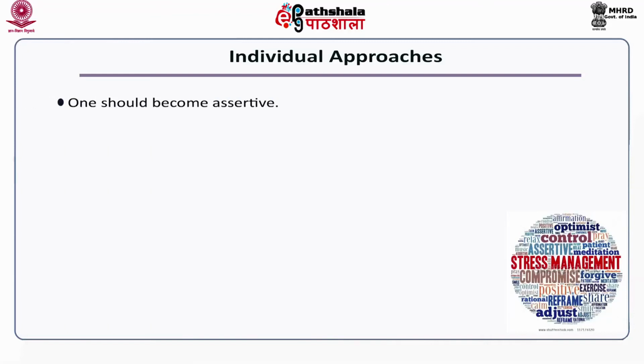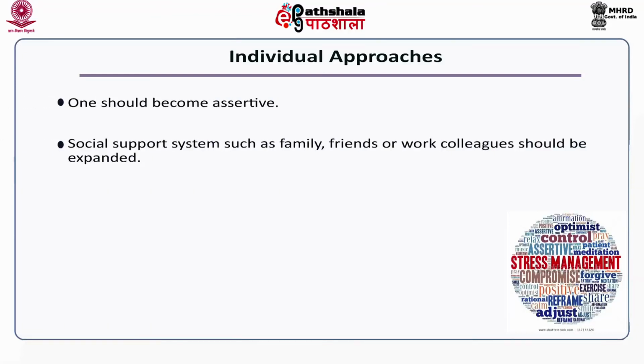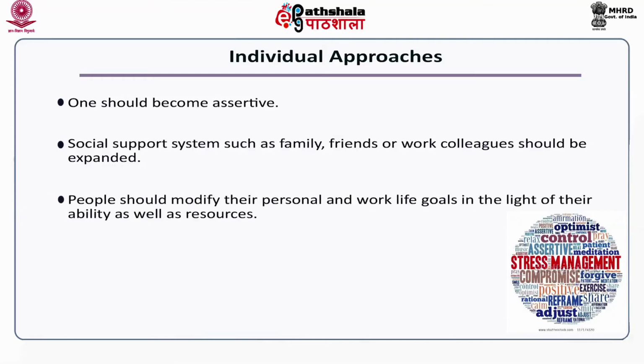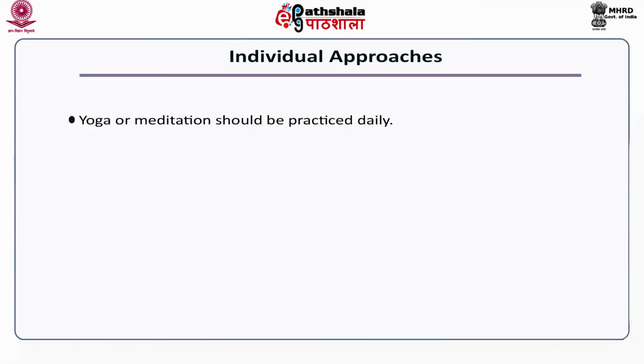One should become assertive. Social support systems such as family, friends, or work colleagues should be expanded for reducing the tensions of life. People should modify their personal and work-life goals in the light of their ability as well as the resources to reach such goals. Yoga or meditation should be practiced daily to reduce tension. Financial resources should be effectively managed with proper planning of means and uses.